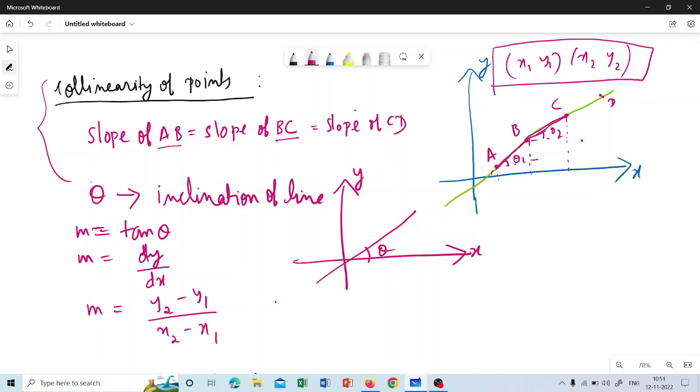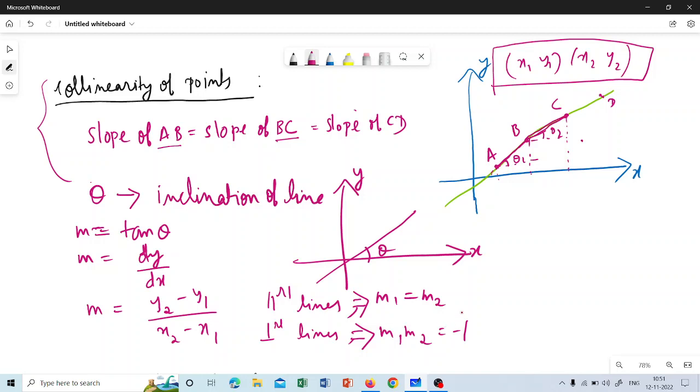Similarly, the condition for parallel lines: lines can be said to be parallel only if their slopes are equal. Similarly, for perpendicular lines, the multiplication of their slopes is minus 1. So if two lines are parallel, this is the result we get from the slopes.